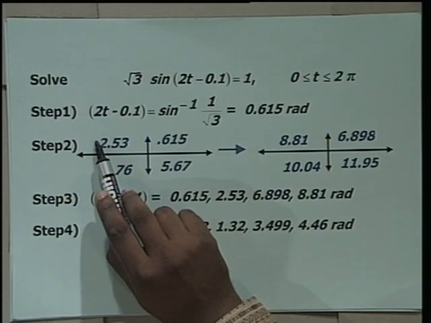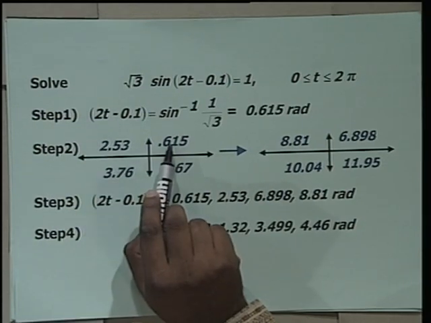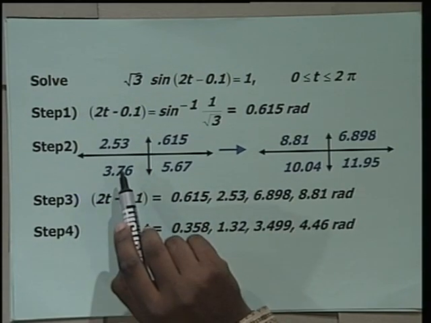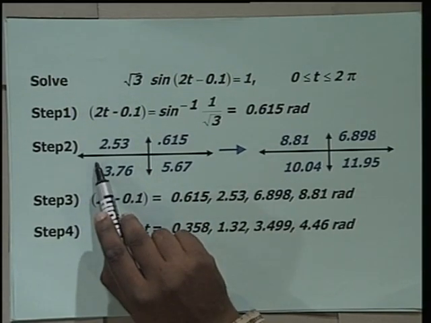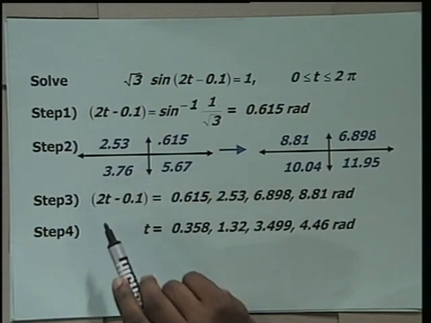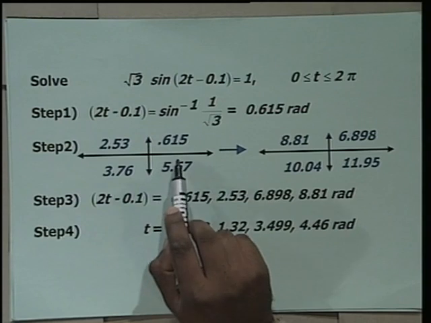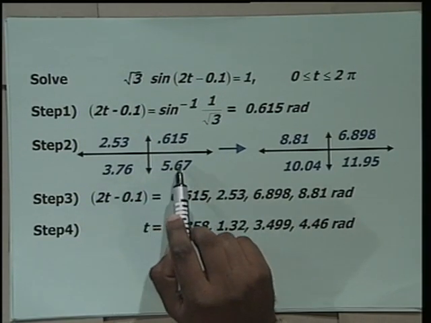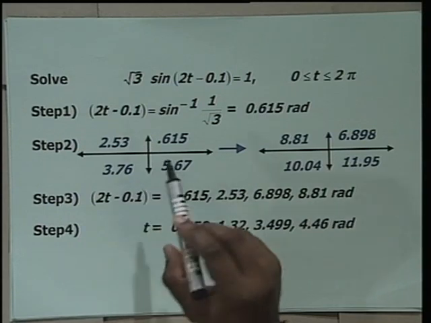In the second quadrant, it is pi minus 0.615, which gives us 2.53 radian. In the third quadrant, it is pi plus 0.615, which is 3.76 radian. In the fourth quadrant, it is 2 pi minus 0.615, which is 5.67 radian.